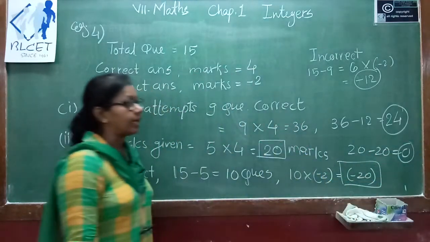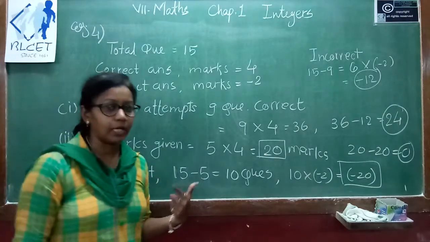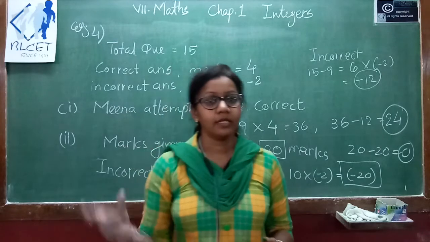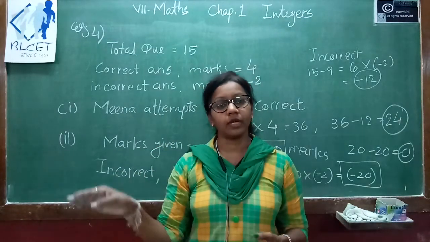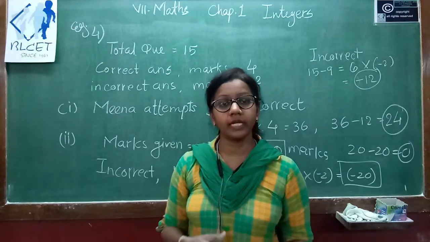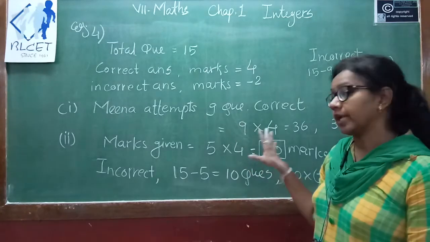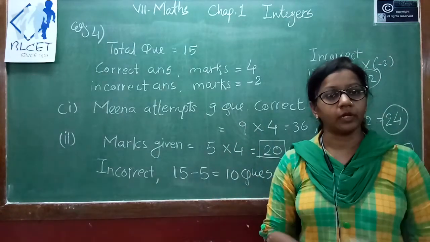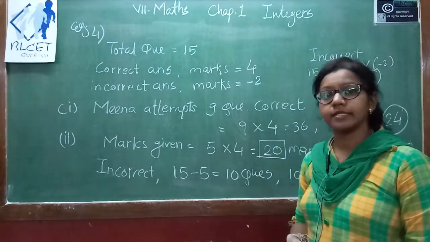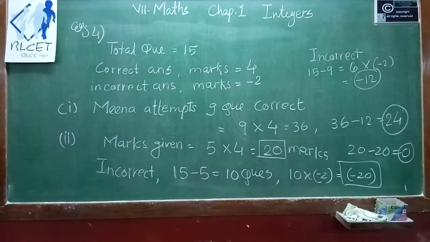So this way we can solve the questions. Once you calculate the score for the correct answers, then you calculate the score for the incorrect answers, then you have to take the difference. You have to do the subtraction, correct minus incorrect, and you will get the actual marks of that particular person, or you can say student. So this is all about your question number 4. Move on to the next question.